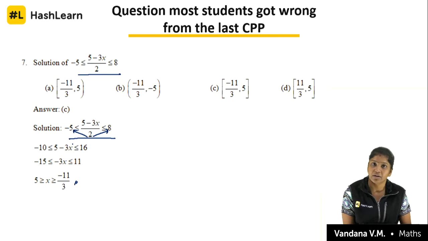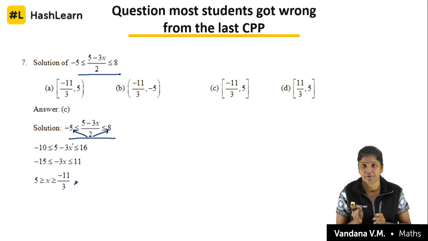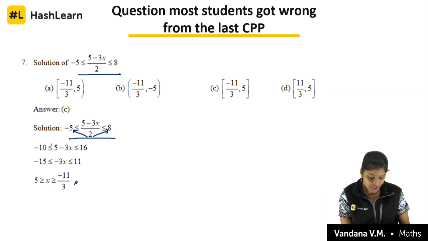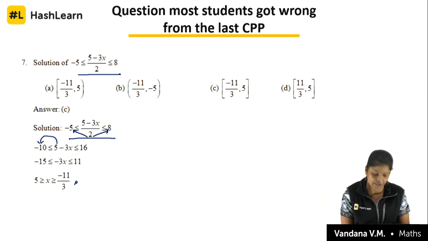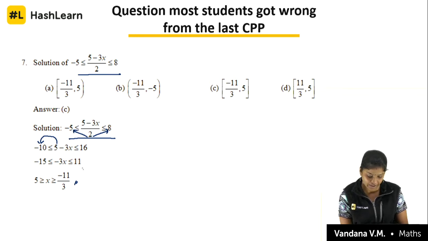Now again, x should be the variable. You have to keep the variable on that side only. Now you send 5 to this side. So minus 15 less than or equal to minus 3x less than or equal to 11, because this side also it will go.